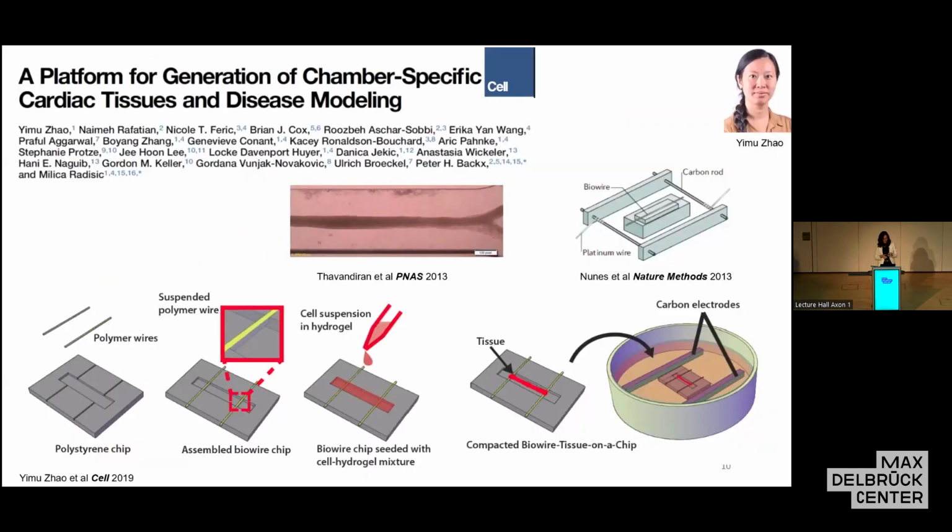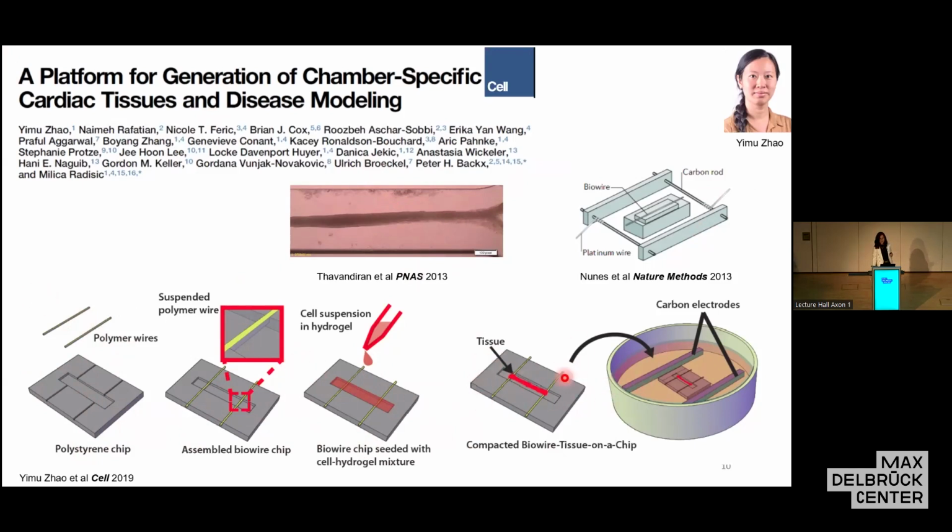And Yimu Zhao from my lab, she published on this BioWire 2 platform in Cell, where she figured out how to grow this string of cardiac muscle by just growing cells suspended on 2 polymer wires. And so she would take basically a piece of plastic, tissue culture plastic, use hot embossing in a really nice craft facility at the University of Toronto, create this microwell. Into the microwell, we would put polymer wires, polymer that I talked about.